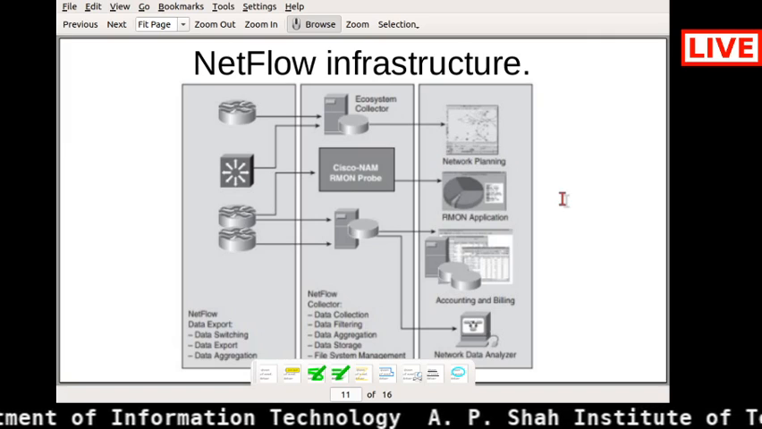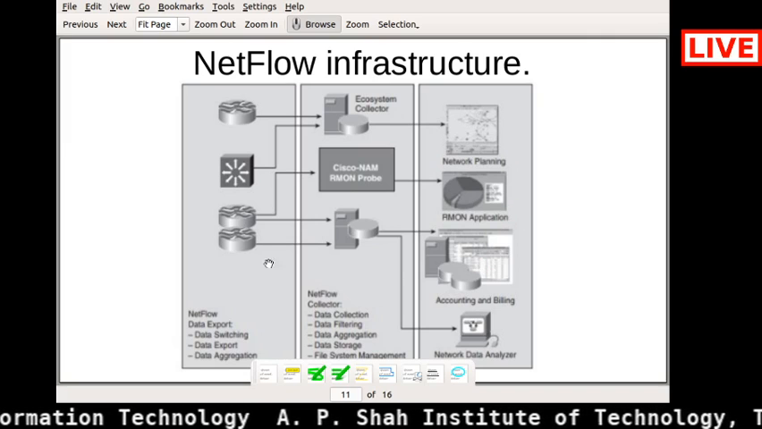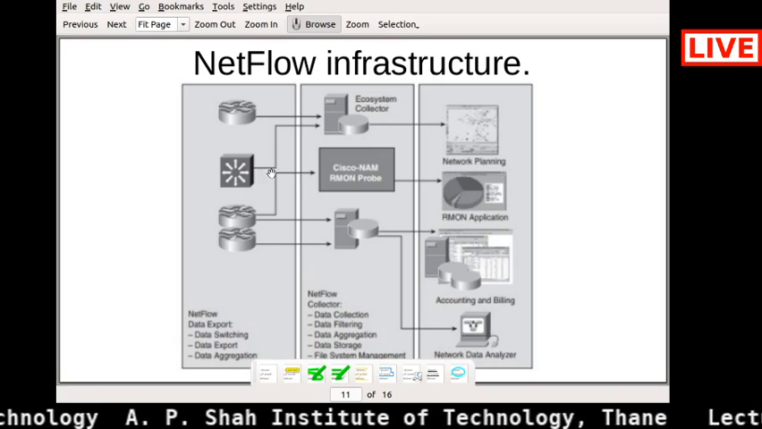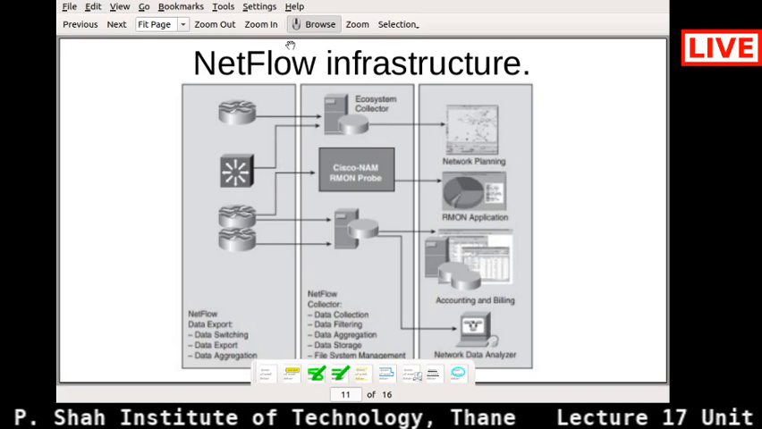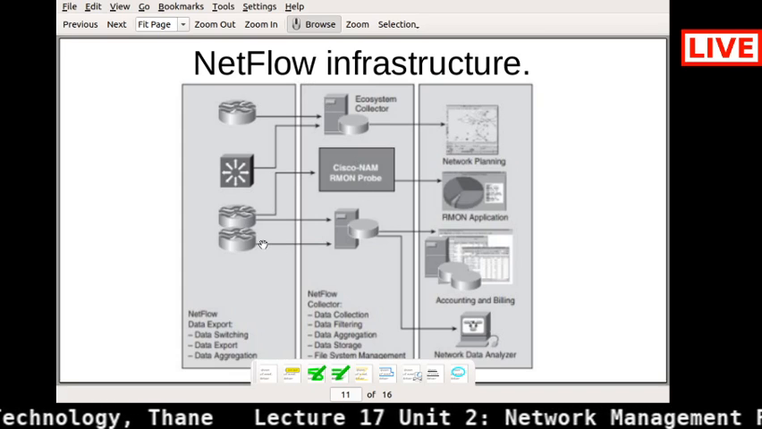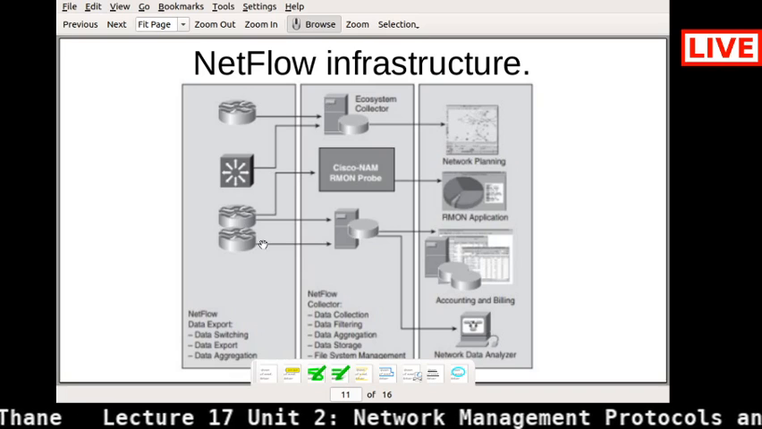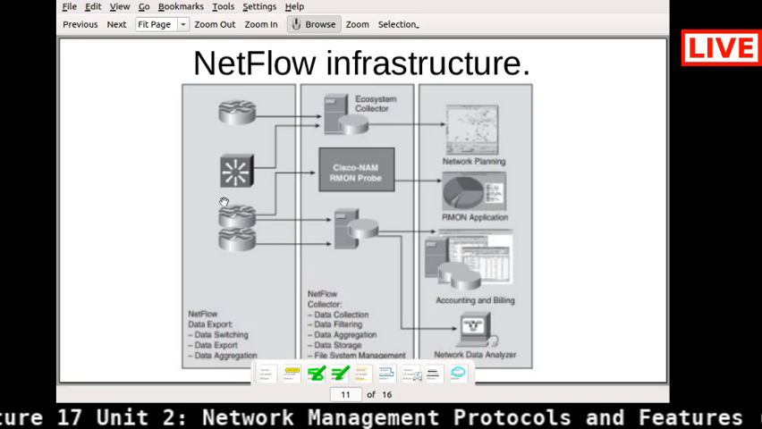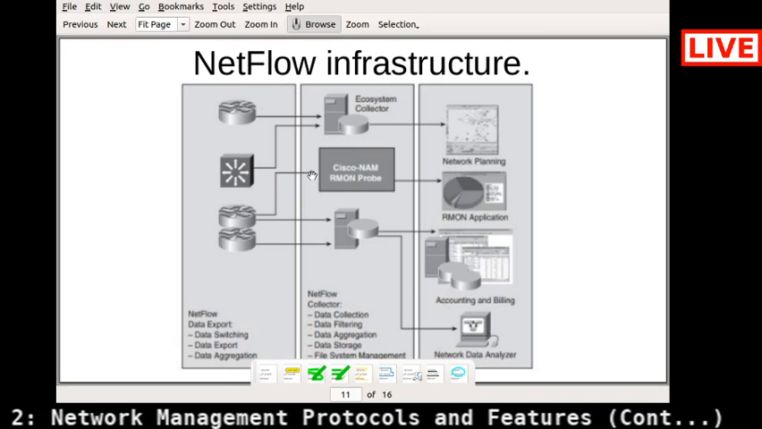Then if you compare this NetFlow with RMON, the question may arise, right? Sir, which one is best for our network? Because we have already studied RMON, which is remote monitoring, and now the concept of NetFlow comes, right?